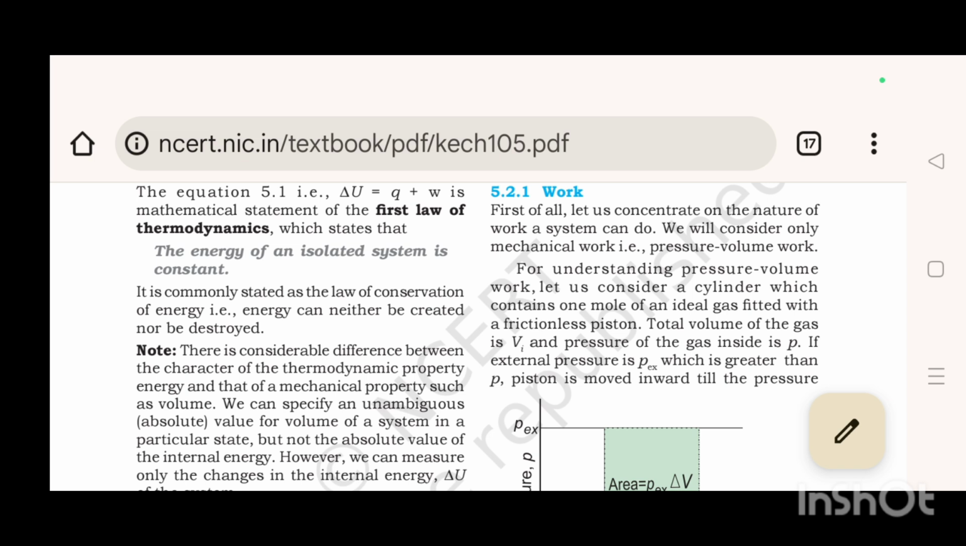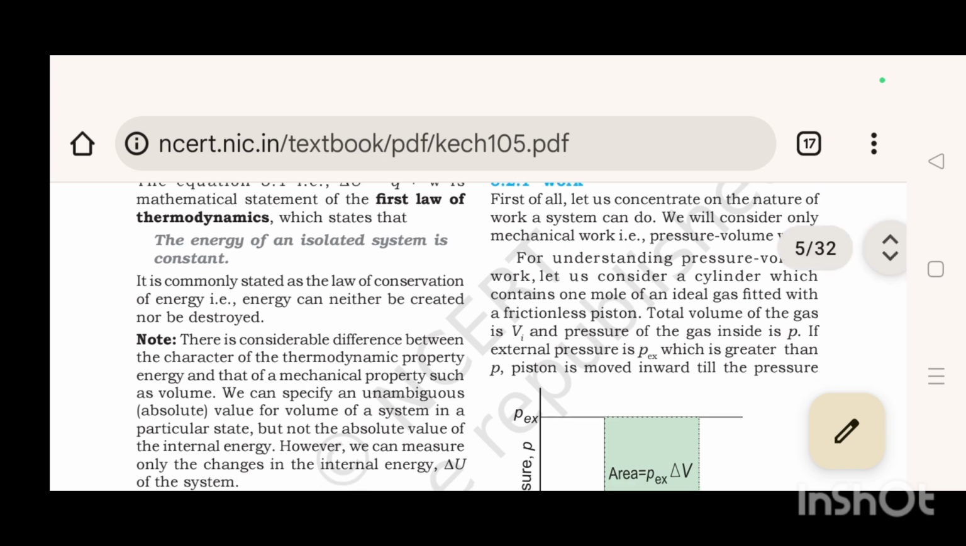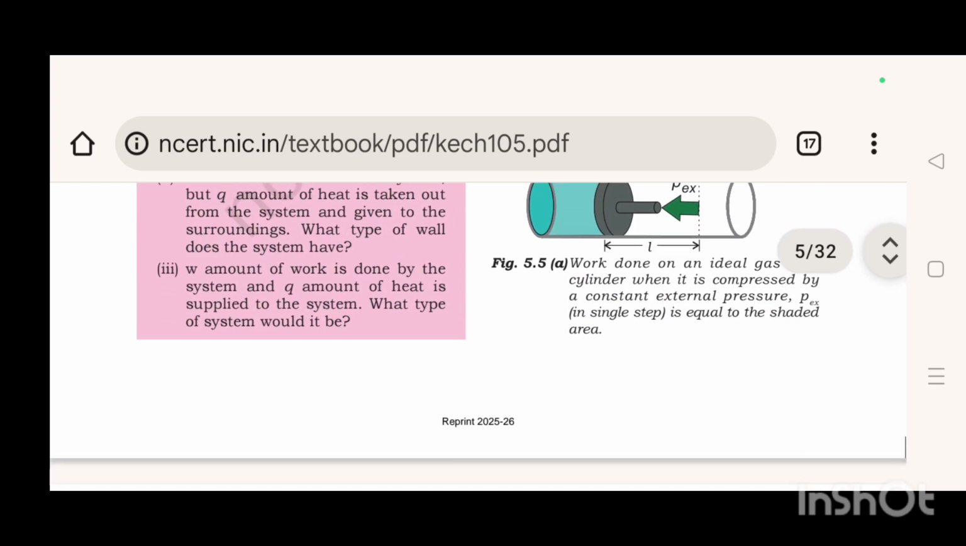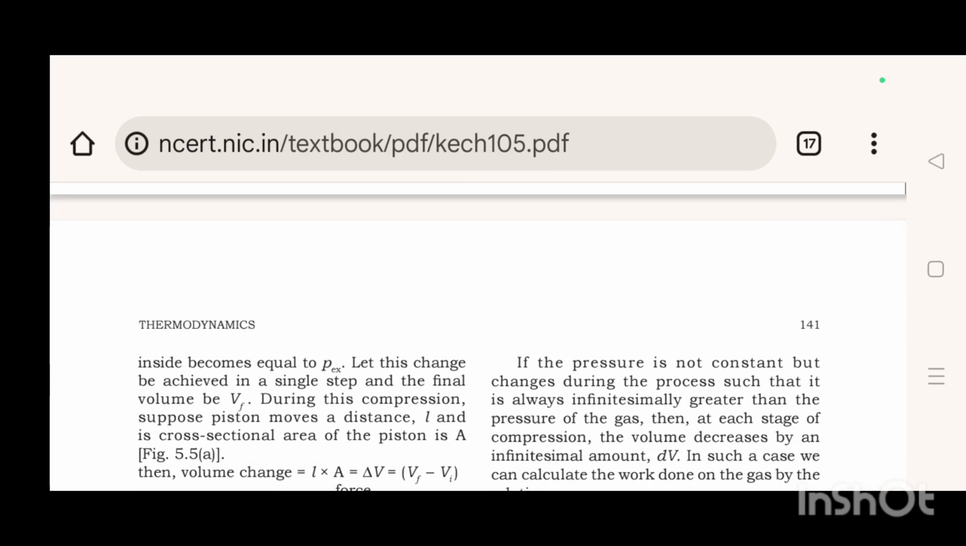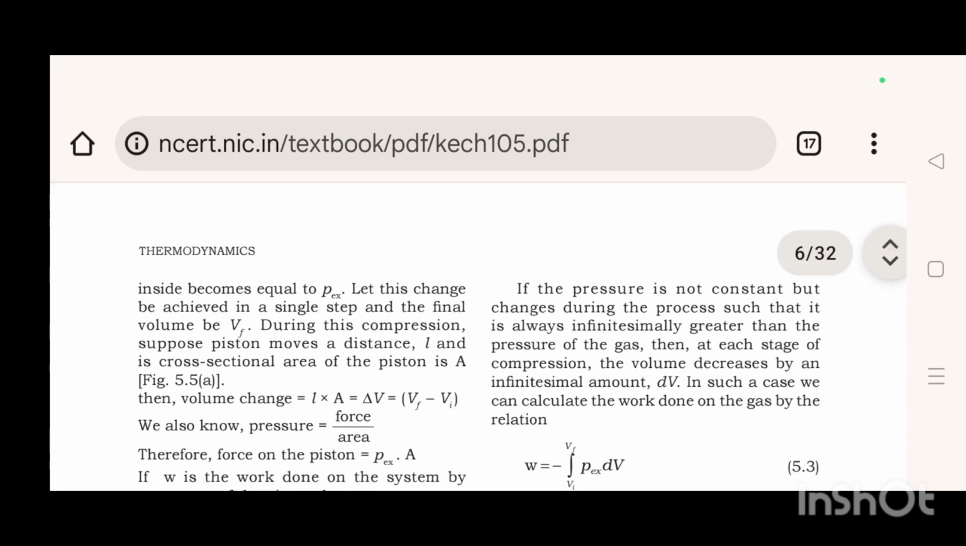For understanding pressure volume work, let us consider a cylinder which contains 1 mole of an ideal gas fitted with a frictionless piston. Total volume of the gas is V and pressure of the gas inside is P. If external pressure is P external, which is greater than P, the piston is moved inward till the pressure inside becomes equal to P external. Let this change be achieved in a single step and the final volume be Vf. During this compression, suppose the piston moves a distance L and its cross-sectional area is A. Then volume change is equal to L cross A, which gives us delta V, which is V final minus V initial. We also know pressure equal to force upon area.